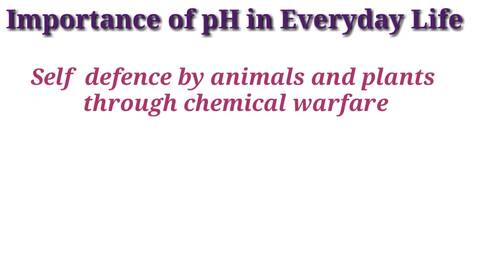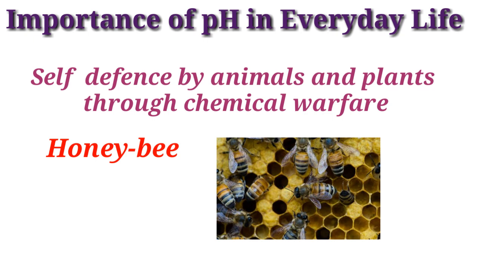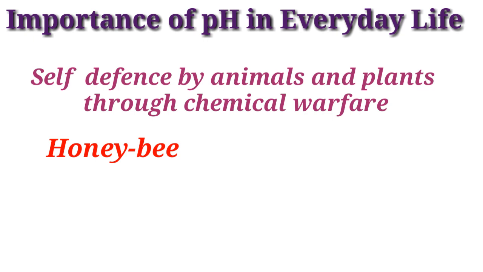Self-defense by animals and plants through chemical warfare. Many animals and plants protect themselves from their enemies by injecting painful and irritating acids and bases into the skin. For example, when a honeybee stings a person, it injects an acidic liquid into the skin, which causes immense pain and irritation.